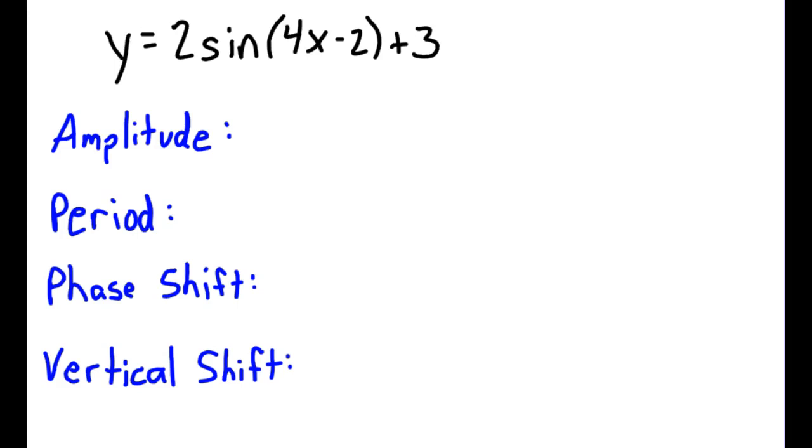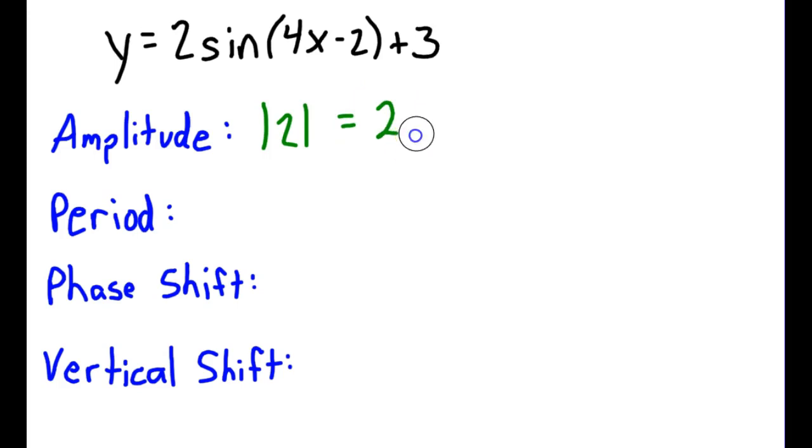Now we want to take the sinusoid and identify these 4 key parts. So we have y equals 2 times sine of 4x minus 2 plus 3. First, we want to find the amplitude. So we're looking at the number being multiplied in front of our sine function. We're taking the absolute value of 2, which simplifies down to 2.